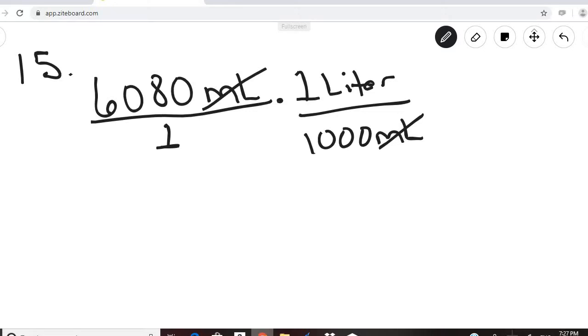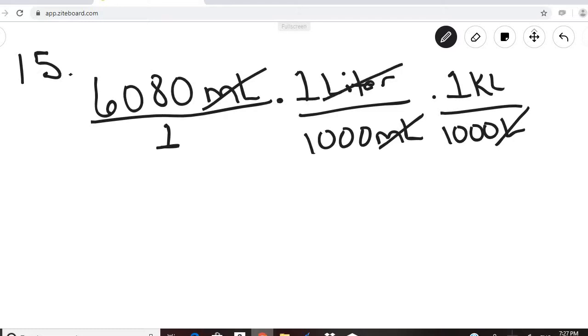And then we know that we want to end up with 1 kiloliter. So we'll put that on the top. 1 kiloliter is equal to 1,000 liters. Okay, so liters are going to cancel there, and we're left with our units, kiloliters. So we multiply across the top. 6080 times 1 divided by 1,000 and divide by 1,000, and you will get 0.00608 kiloliters.